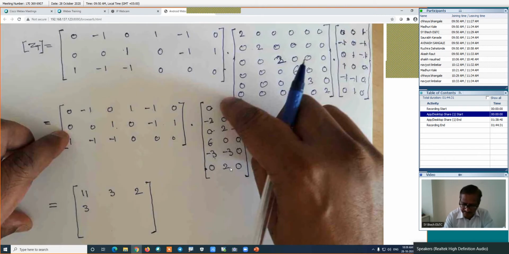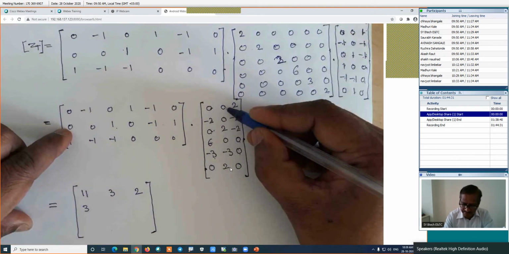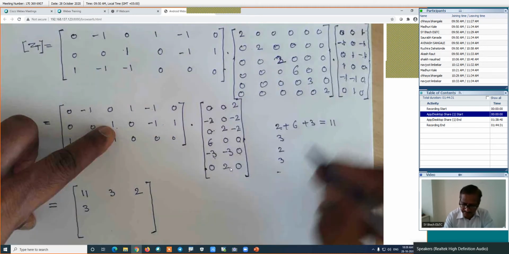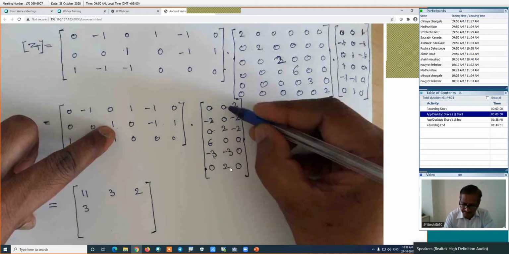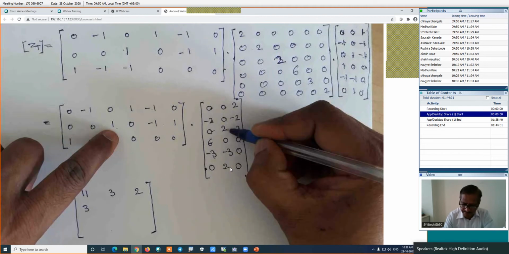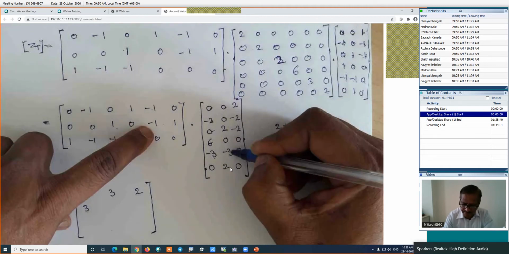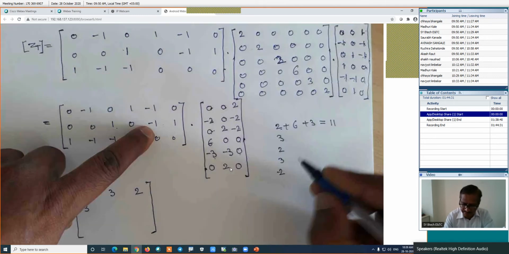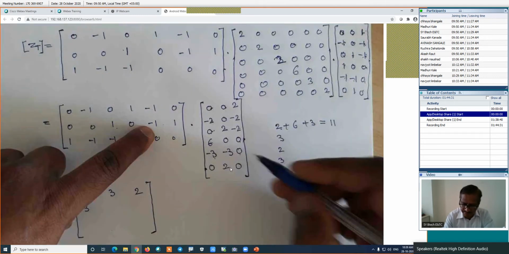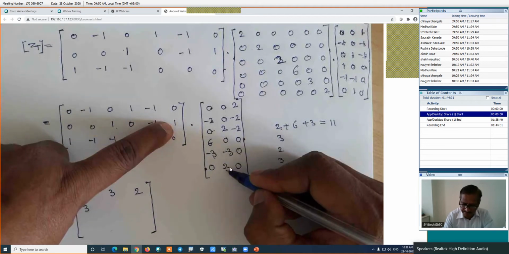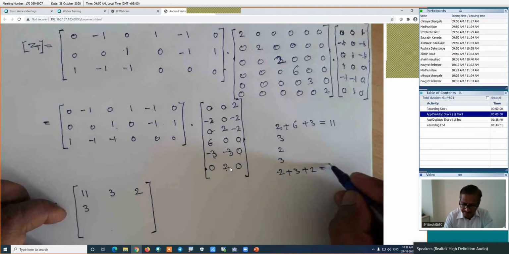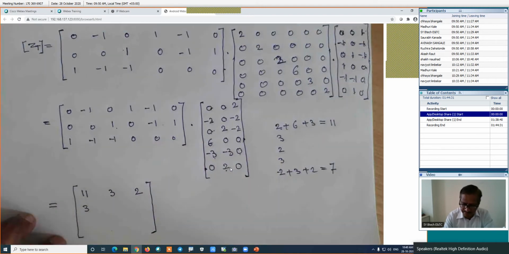Second row, second column. 0 into 0 is 0, this is 0, this is 2. 1 into 2 will be 2. Then this is 0, and minus 1 into minus 3 will be plus 3. And finally 1 into 2 will be plus 2. How much is this value? 3 plus 2 is 5, plus 2, that is 7. This value is plus 7.